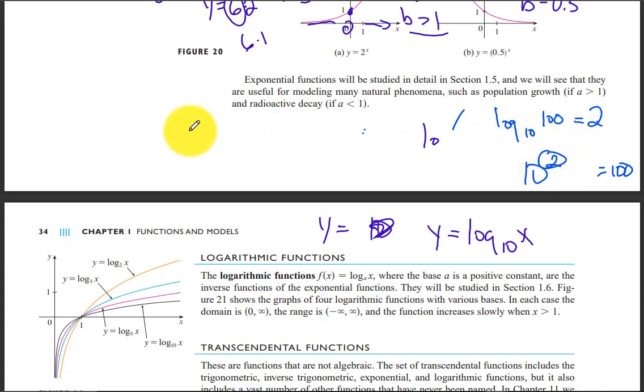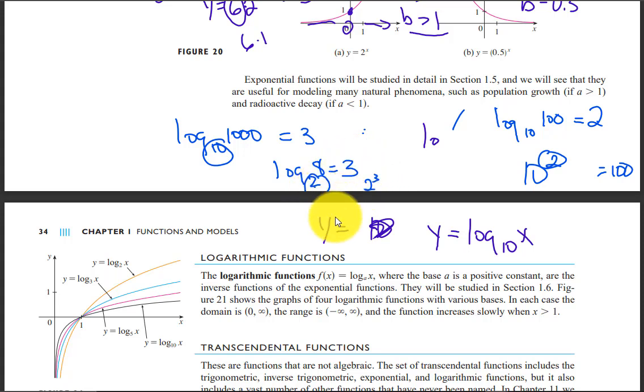So again, if I asked you the log base 10 of 1000, that means what do you have to raise this to get 1000? And the answer is obviously 3. And if I asked you the log base 2 of 8, what do you have to raise this to get 8? You know that 2 to the third gives you 8. So what do you have to raise 2 to get 8? 3. So that would be 3. So that's the log function.